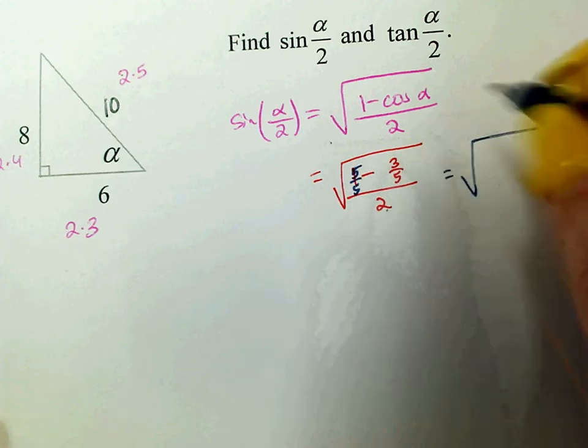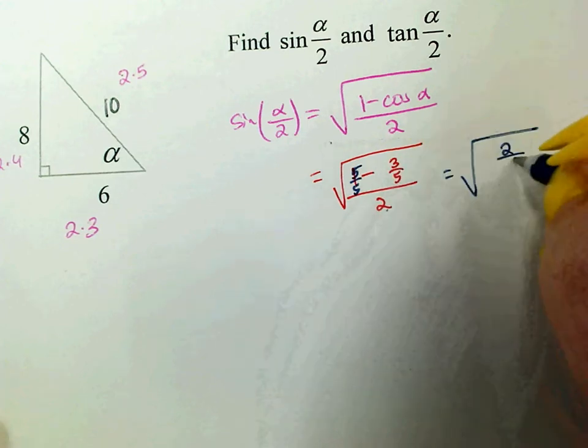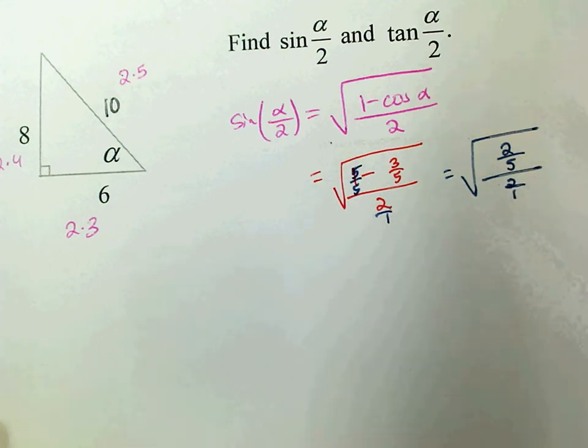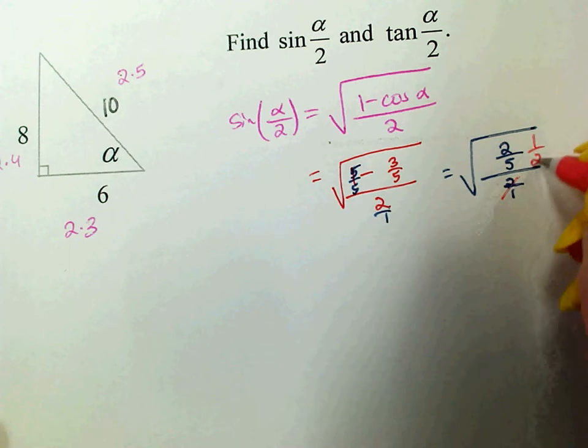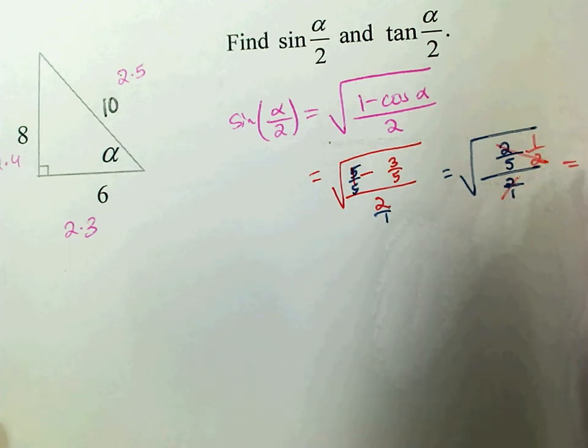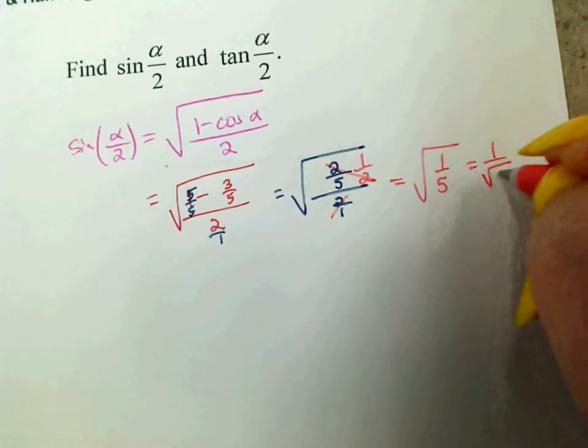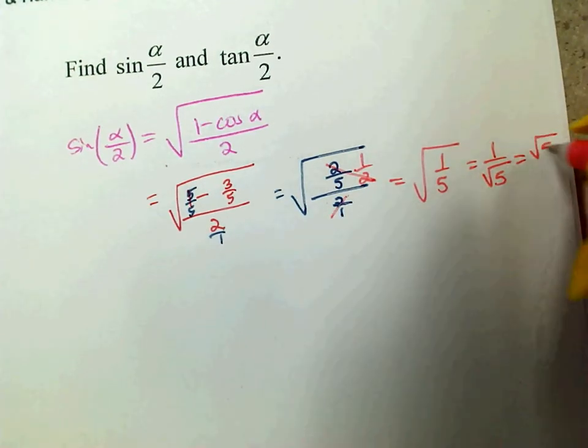Then we're going to multiply by the reciprocal, so 1/2. The 2's are going to simplify out, and this becomes the square root of 1/5, or the square root of 1 divided by the square root of 5. The square root of 1 is 1. The square root of 5 is the square root of 5. Final answer, square root of 5 over 5 for sine of alpha divided by 2.